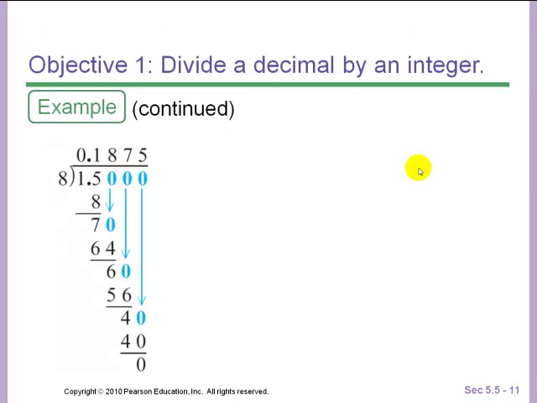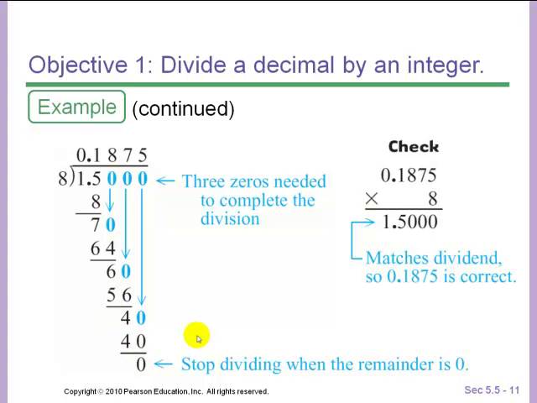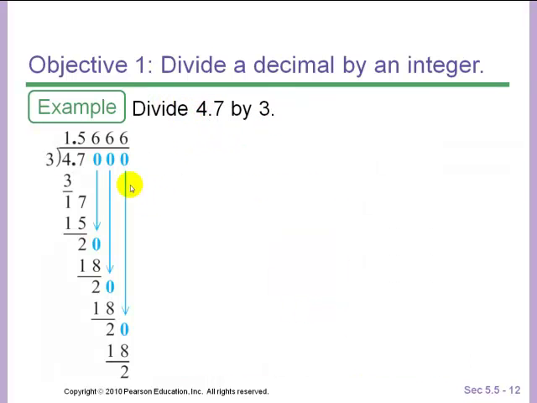We can check our answer. Oh yep, so 3 zeros were needed in order to get that remainder of 0. You can check by multiplying. We get the right inside number, so that means our answer of 0.1875 was correct. Another example. Divide 4.7 by 3.